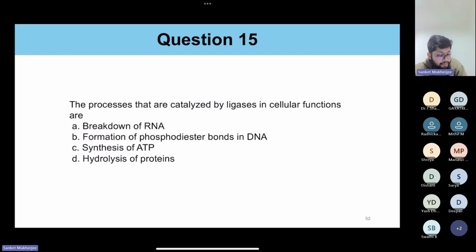Processes that are catalyzed by ligases in cellular functions are breakdown of RNA, formation of phosphodiester bonds in DNA, synthesis of ATP, or hydrolysis of proteins. B. Formation of phosphodiester bond in DNA. You're absolutely right. Absolutely right. So with that, I think our questions end here.